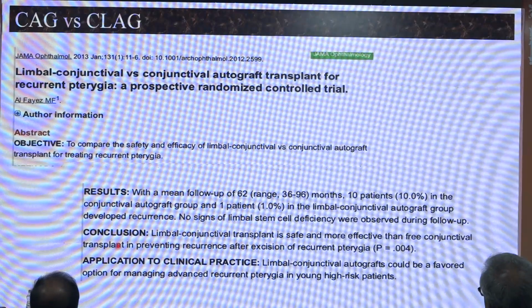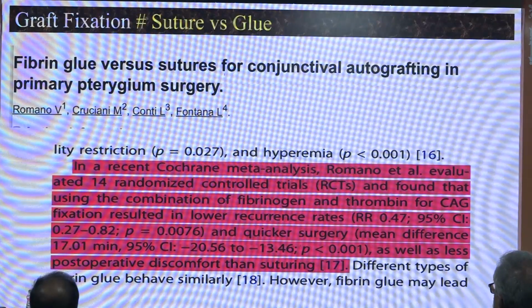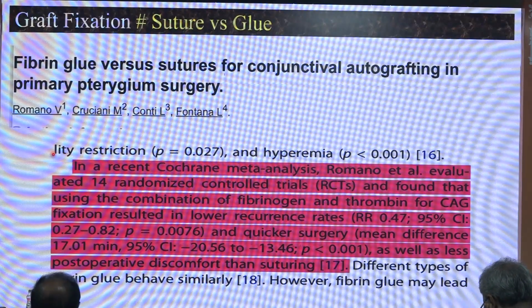And whether CAG or CLAG, it has been shown that CLAG has probably a slight advantage over CAG only in recurrent cases, not in simple pterygium. And for graft fixation, suture or glue, it has definitely been established that glue gives the best possible outcome. Alternatives to glue like autoblood or Botoclot can be used, but they have to be assessed in the long run.